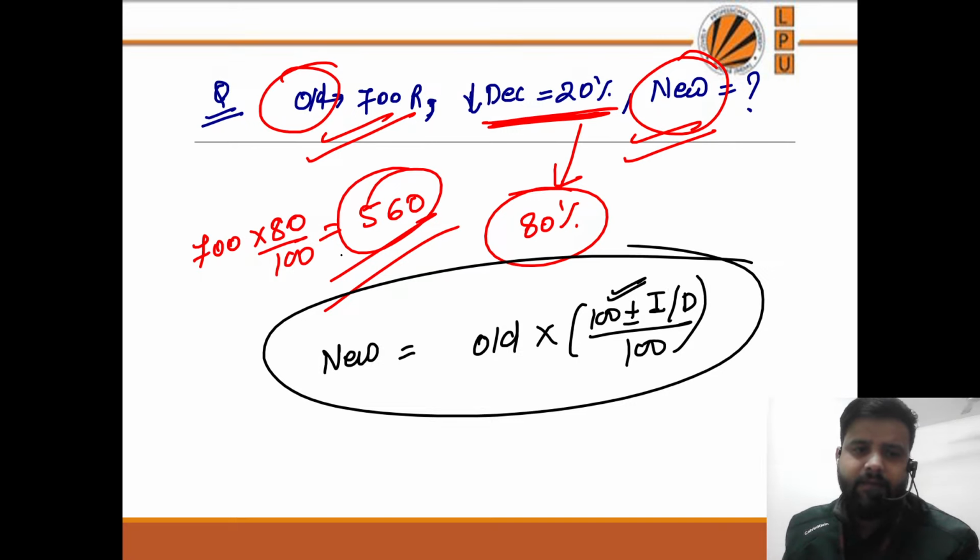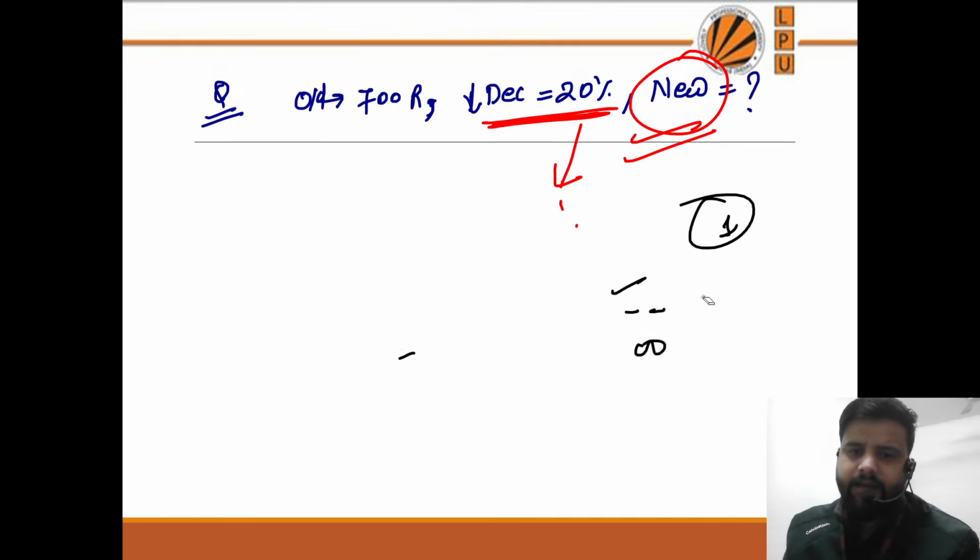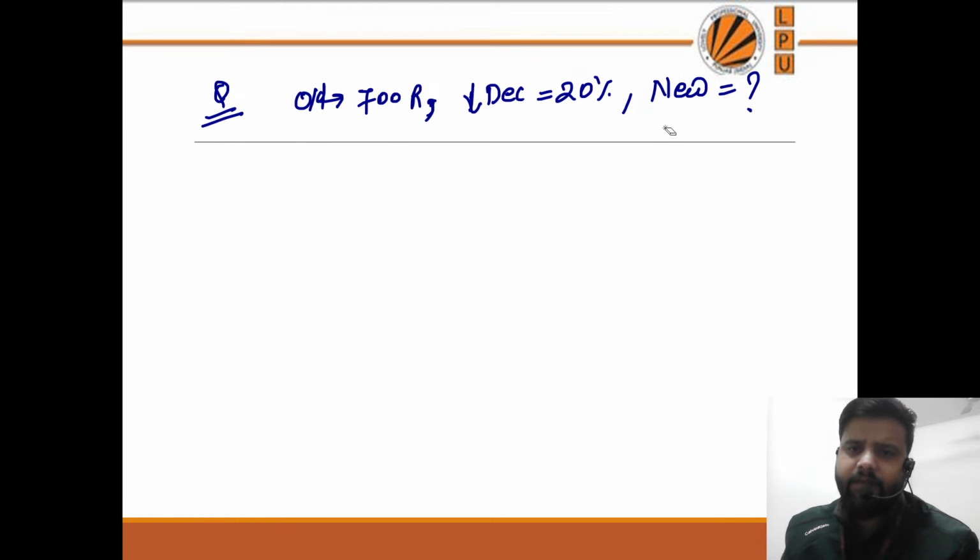Okay, let's do the same question with another method also. This was method 1. Now let's do it with the unitary method. What does unitary method actually mean? Unitary method means assuming values as 100. So always start with the old value.